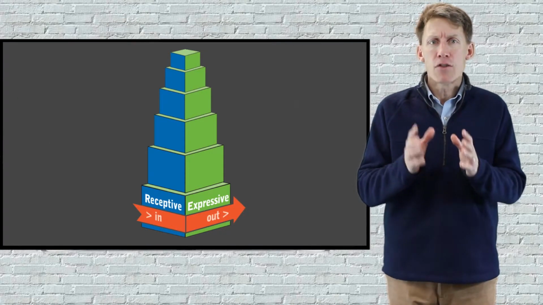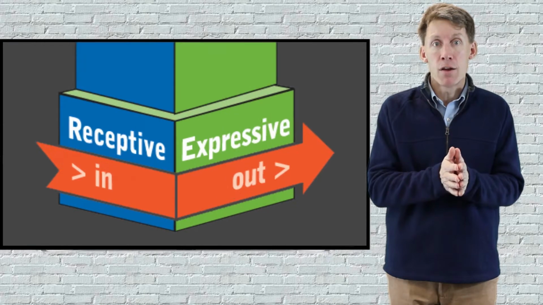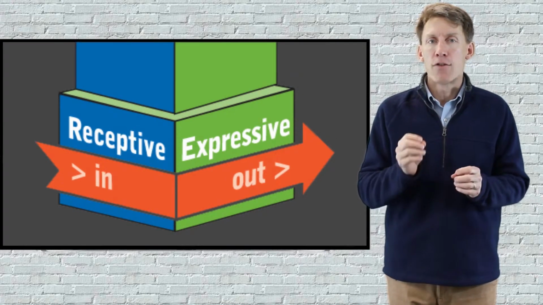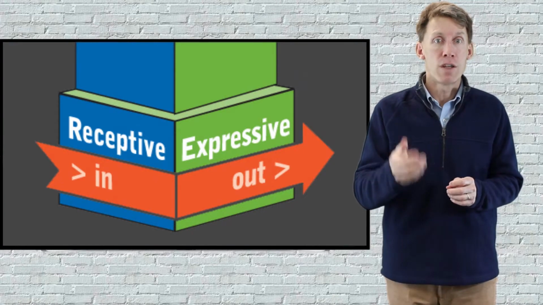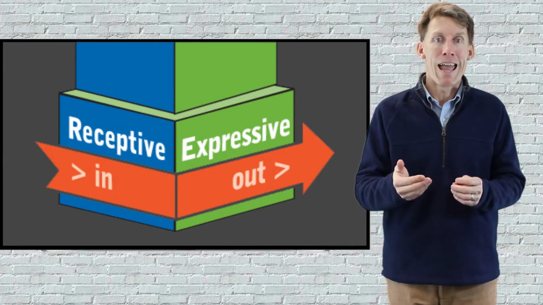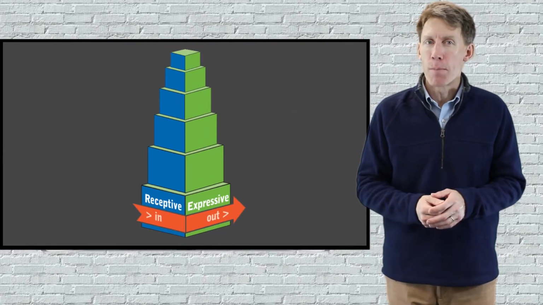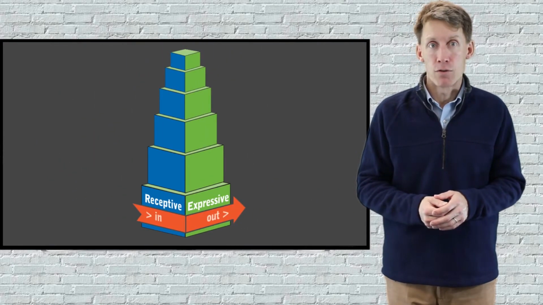Again, each of the pyramid levels has an input side for receptive language and an output side for expressive language. A student's language functioning can vary along these lines, such as being better at reading and listening than writing and speaking. Language is the main way that knowledge is transferred in school.